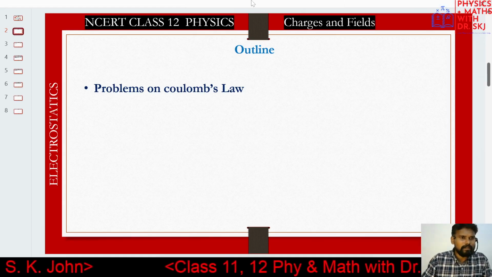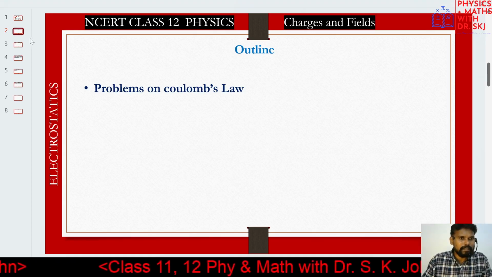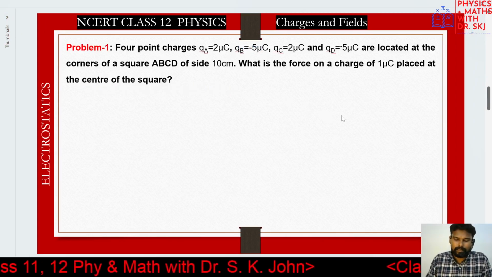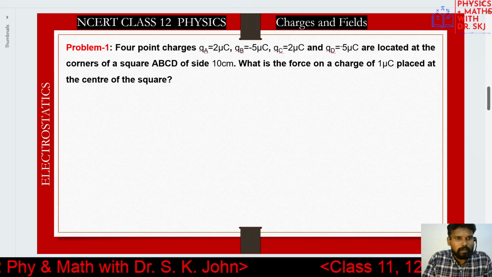Most of them are NCERT problems which are given in the exercise of NCERT textbook. Let us go to the problems. This is the first problem.